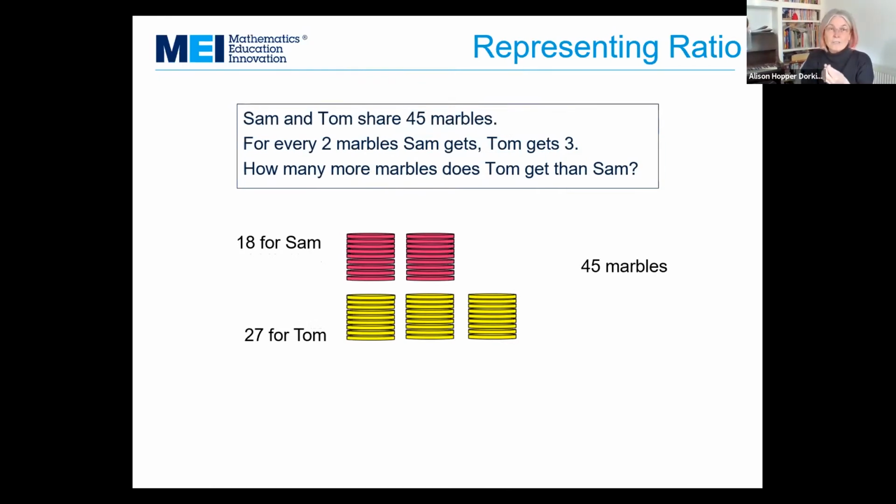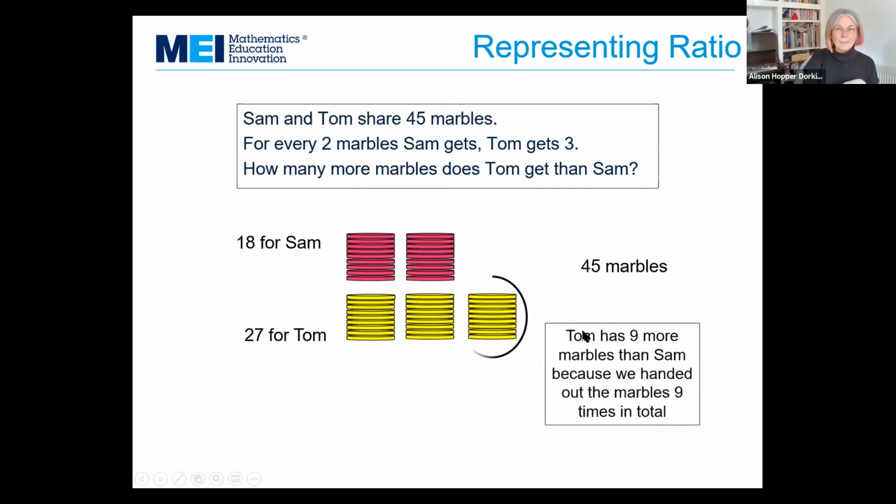So we've actually got 45 things there. So we're in the proper concrete enactive stage of representation here. We've really got the things, and we can see, and it's blatantly obvious how many more marbles Tom gets than Sam, isn't it? Because it's that pile there. And he gets 9 more because we did it 9 times, and we can count the counters. So we can solve it in a purely enactive way. So we've really seen the mechanics of what's happening with those numbers.